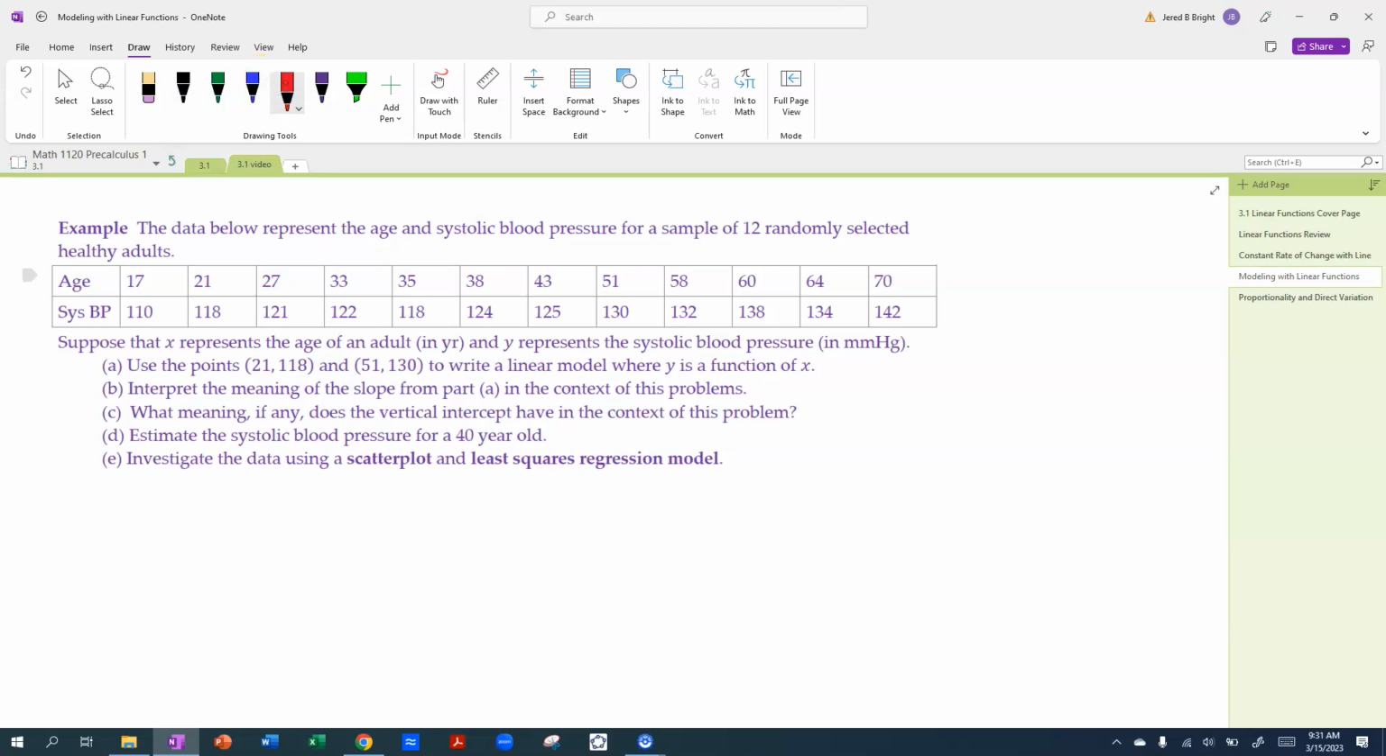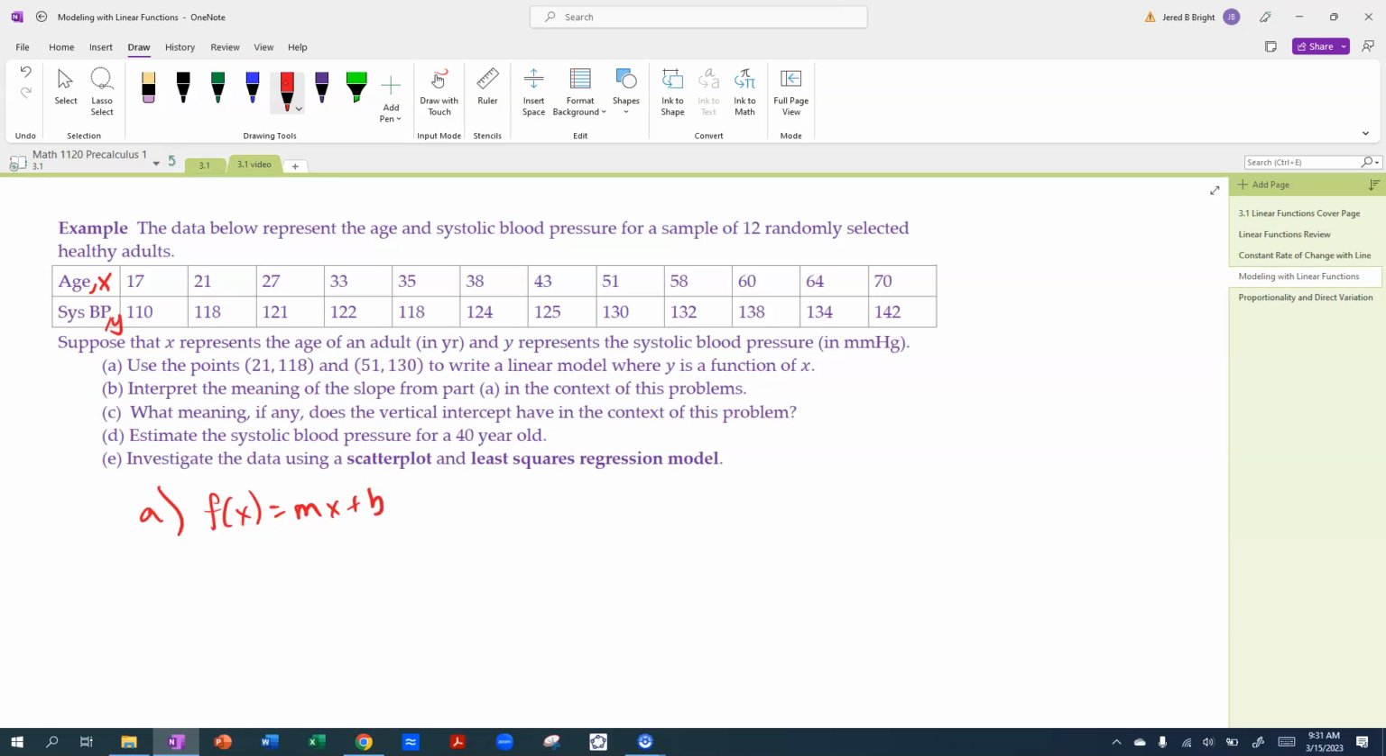Okay, so now here, this is telling you your variable. So age is X and Y is their systolic. It says, use the points to construct a linear model where y is a function of x. So we need to build the model. So f of x is equal to mx plus b.